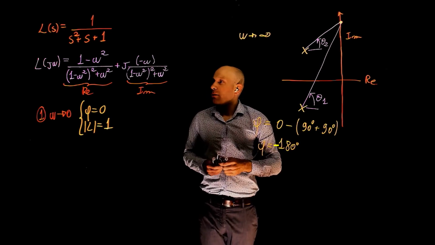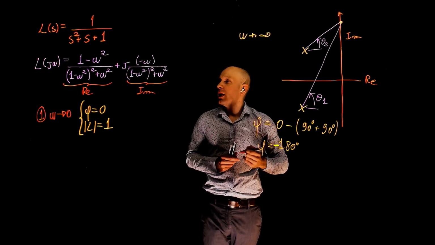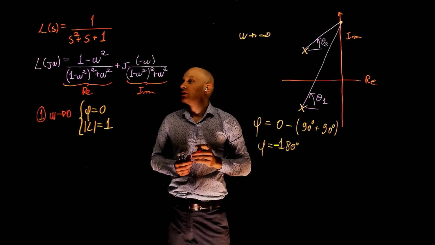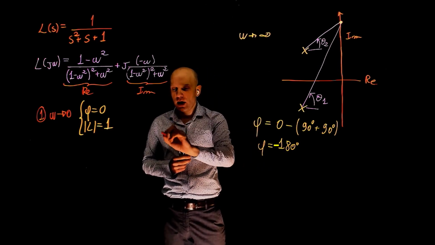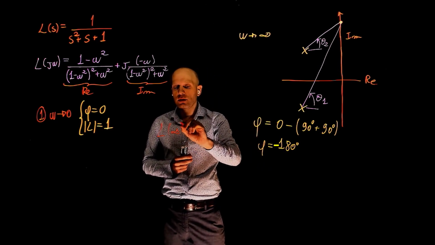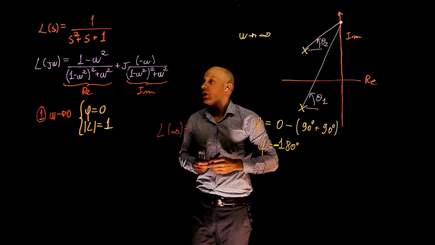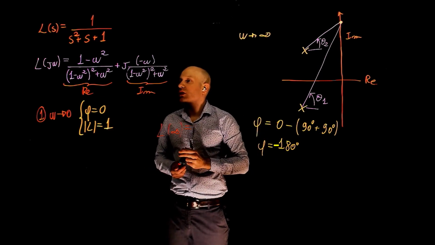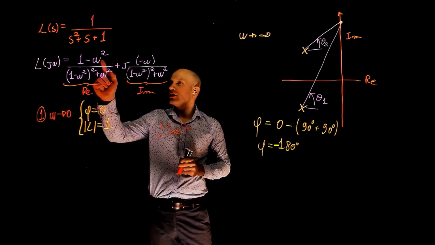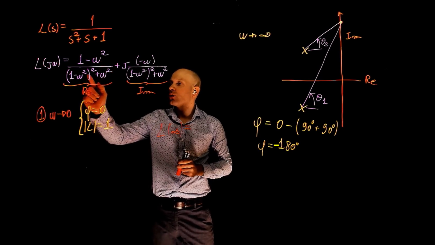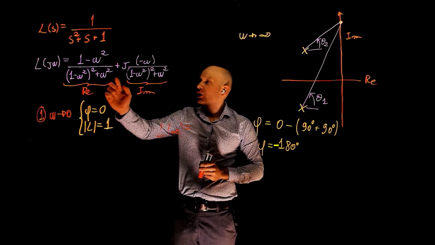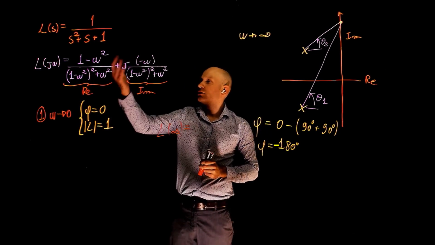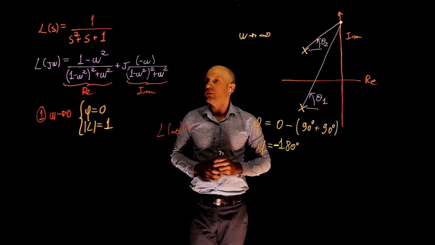Now we can look at the magnitude. What happens to the magnitude when the frequency tends to infinity? We can evaluate L at infinity, and what do we get? We see that the real part will tend to 0 because we have omega squared on top, but we have omega squared to the power of 2. So this is omega to the power of 4. The denominator increases faster than the numerator, so the real part goes to 0.